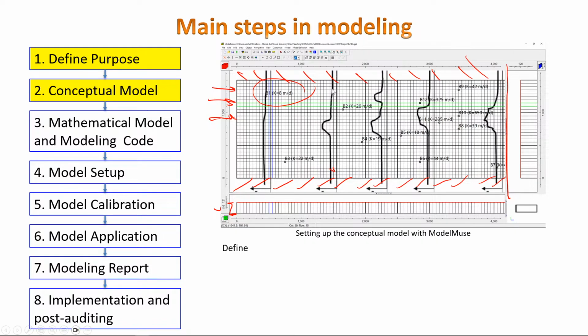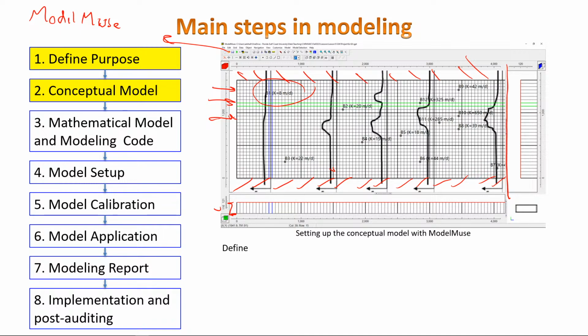I built this conceptual model with something called ModelMuse. ModelMuse is a graphical user interface for the MODFLOW model. MODFLOW is a family of models, like MODFLOW 6 or MODFLOW 2005. These simulate flow. But you have SEAWAT that will simulate density dependent flow, like for a coastal aquifer, or if you have saltwater intrusion. You have MT3D that will simulate contaminant or solute transport. There are so many of them. So this is all called the MODFLOW family.